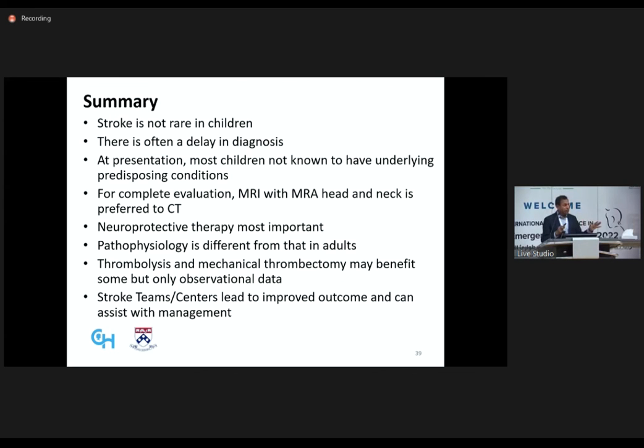With neuroprotective therapy, the pathophysiology is different than in adults. Diabetes and hypertension are not the main factors in children. Stroke team centers potentially lead to improved outcomes. So consider setting up a pathway so that if you have a patient, you can deal with it on an expeditious basis.